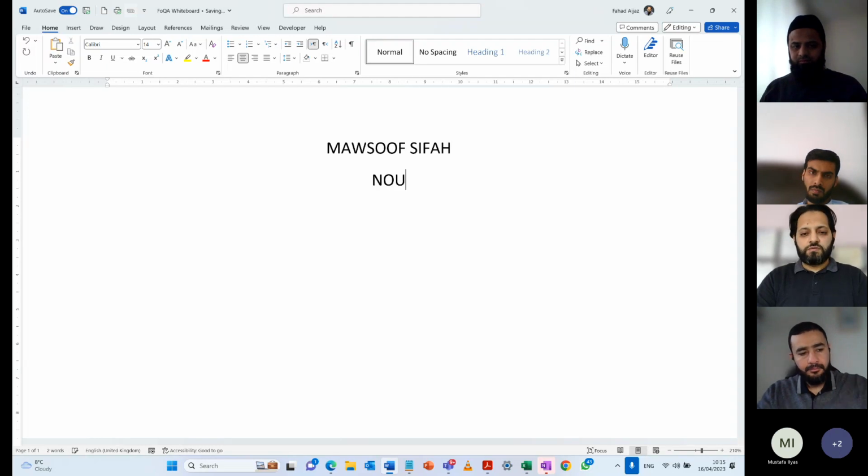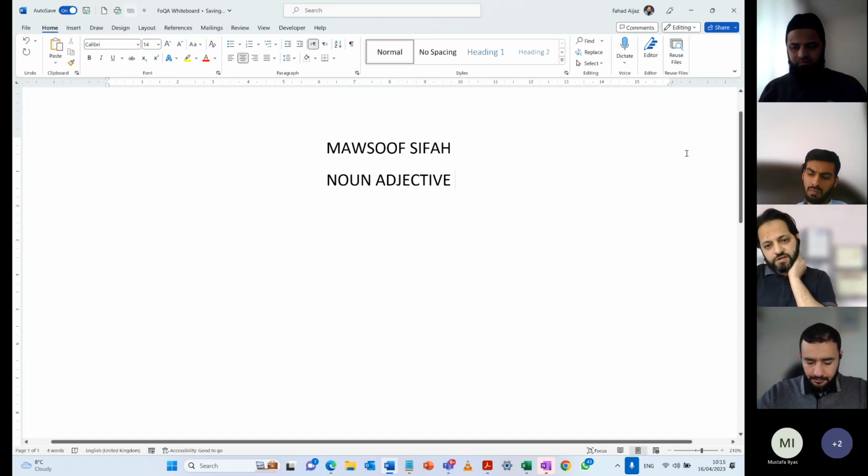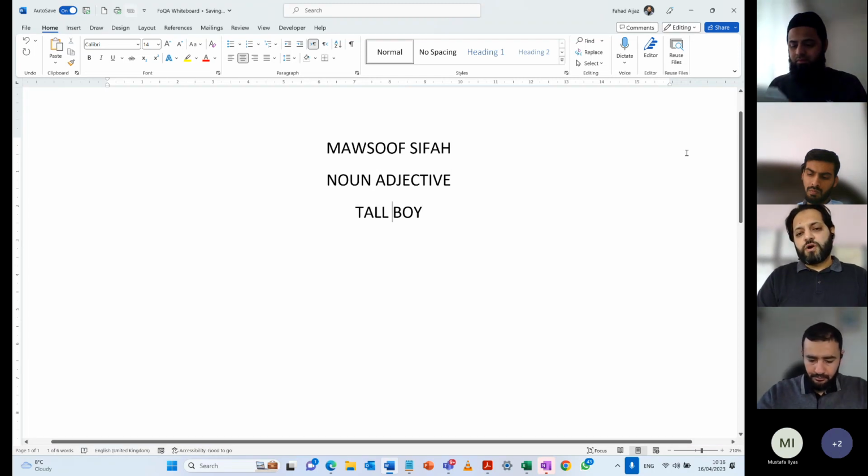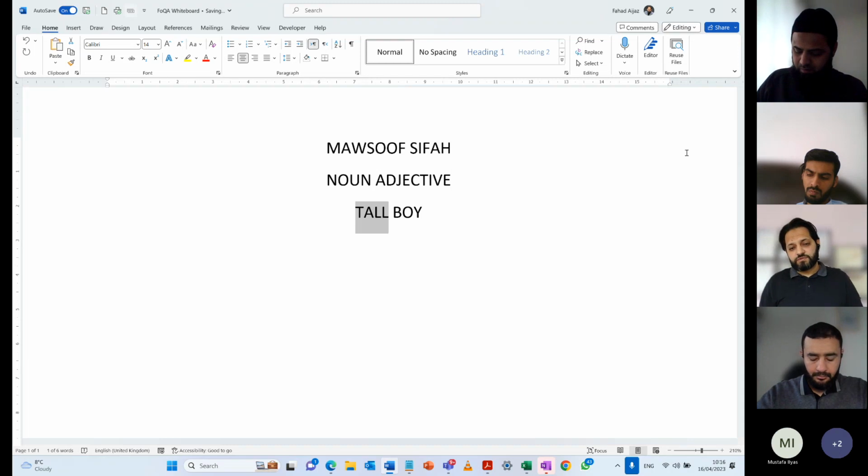This is a noun adjective relationship that we did last time, right? And we did a few examples. For example, we said tall boy, in which tall would be an adjective and boy is the noun, right? So tall is describing the boy. Both are isms. Mawsoof Sifa also happens between the two isms.